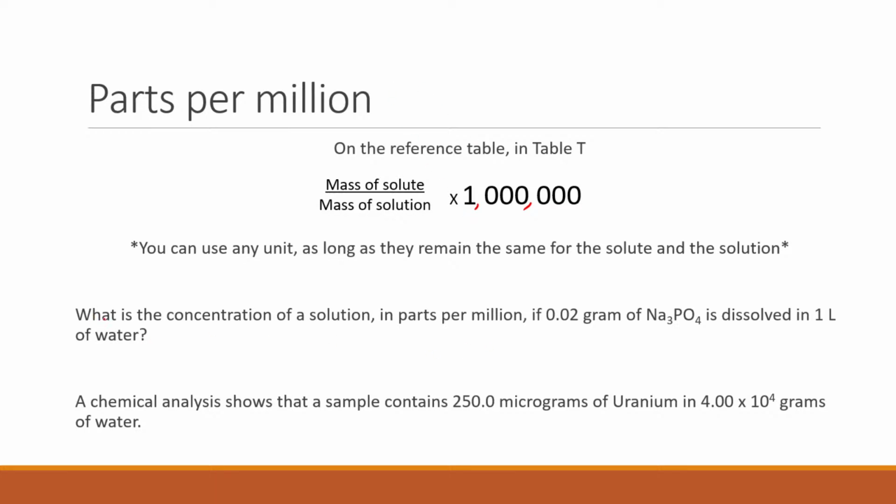So here, 0.02 grams of solute divided by 1 liter of water, which is 1,000 grams of water, plus the 0.02. It's solute over solution. Solution is the whole thing, times a million.